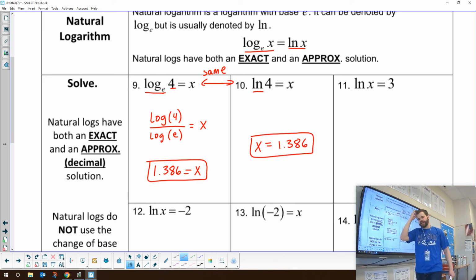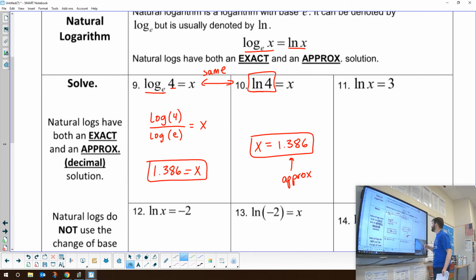Now, whenever we use natural logs, we get an exact answer and we get an approximate answer. This is only an approximate answer. Okay? And it's an approximate answer because it's a decimal that technically goes on forever, but we can only write so many decimal places. Our exact answer is right there. That is our exact answer. The same way we can write 2 pi as an answer, but we can also work it out and find the decimal. Same idea.